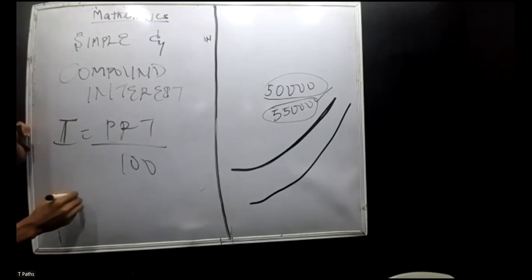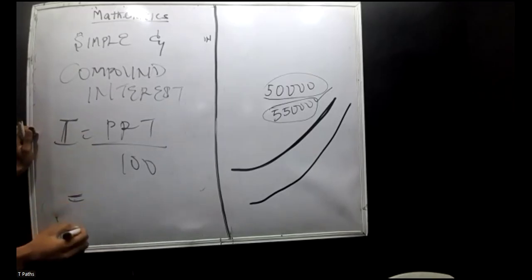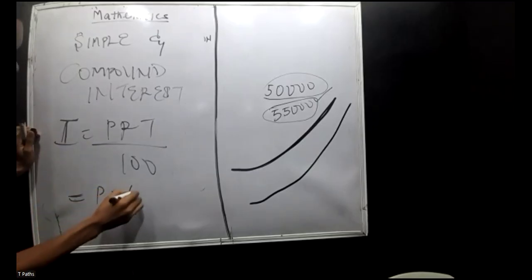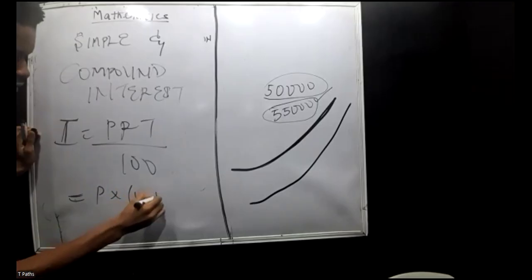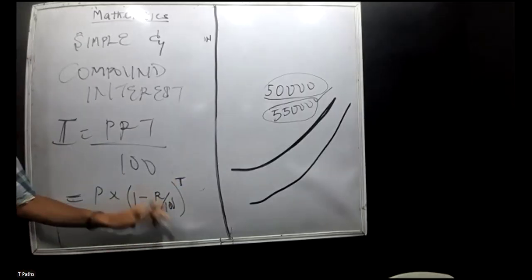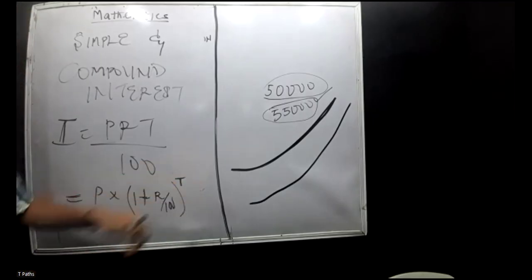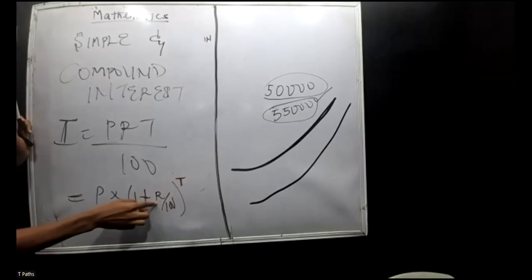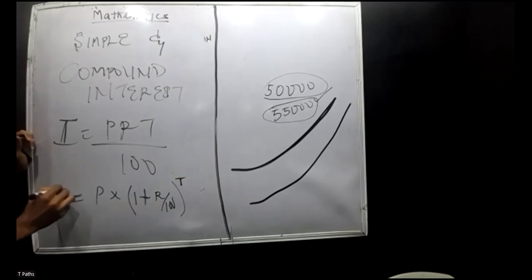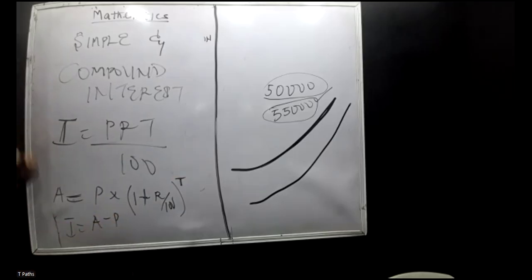Now for compound interest, firstly you have to calculate the amount, and then you subtract the principal from the amount to get your interest. So how do you calculate the amount? The amount for compound interest is principal multiplied by 1 plus rate divided by 100, all raised to power time. So T is the time, R is the rate, P is the principal, and this is going to give the amount. So now to calculate the interest for compound interest, you say I is equal to A minus P.